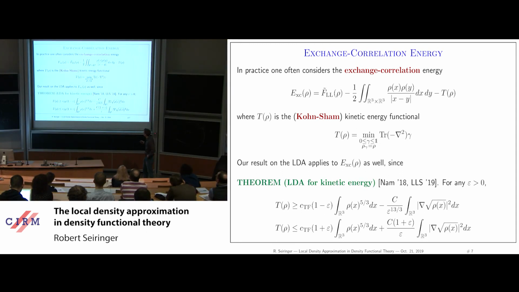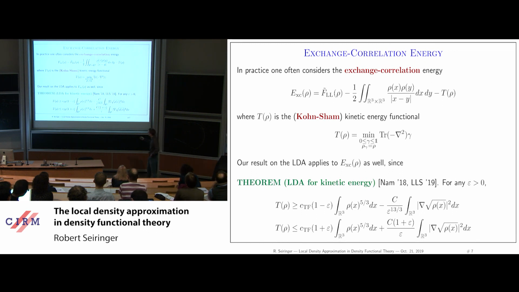What we managed to do is actually to prove the corresponding upper bound, which essentially looks exactly the same except for the signs, right? So the statement is that we also have an upper bound of the form rho to the 5/3 with the Thomas-Fermi constant up to an arbitrary small epsilon, and the price we pay now with the plus sign is again a gradient term with an inverse power of epsilon.